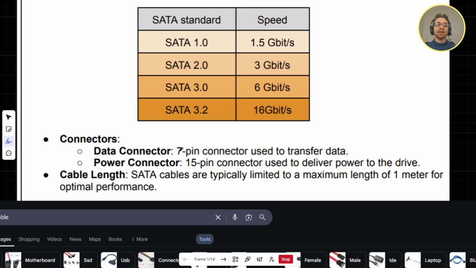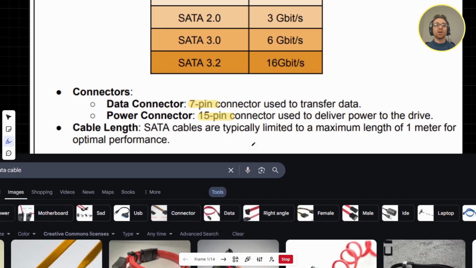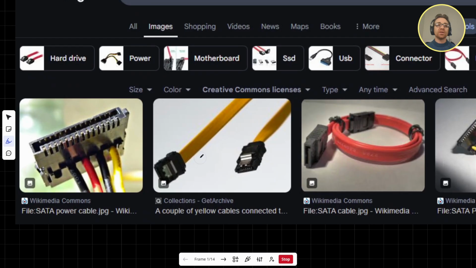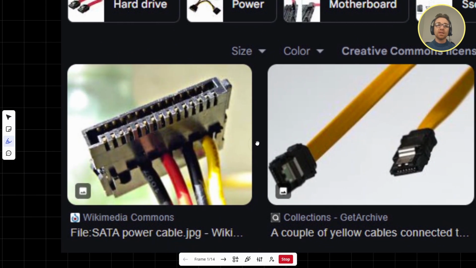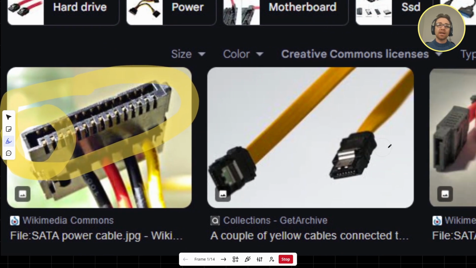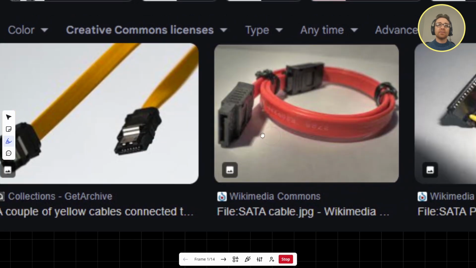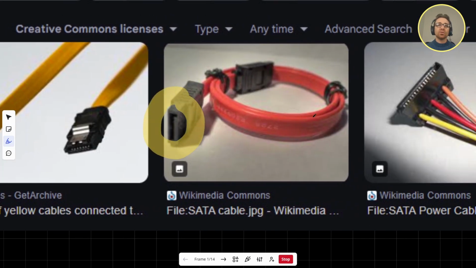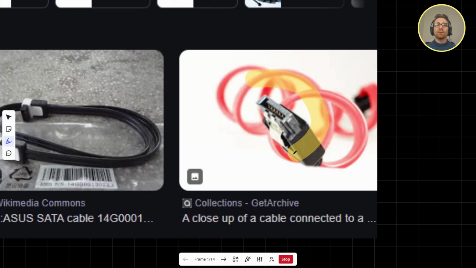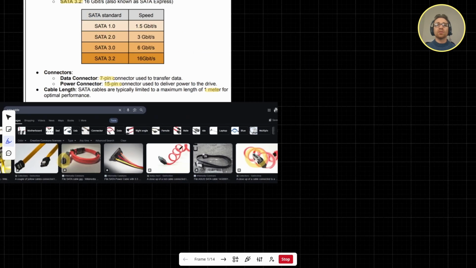It has a data connector that's 7 pins, and it has a power connector of 15 pins as well for powering the actual drive itself. All right. A maximum length of about 1 meter there. SATA connectors can be visually identified generally by that little lip. See how it has that little L-shaped lip at the end there? It can be identified by, again, that little L-shaped lip at the end. It goes down. It has that little lip, if you know what I mean. All right, so that's a SATA.